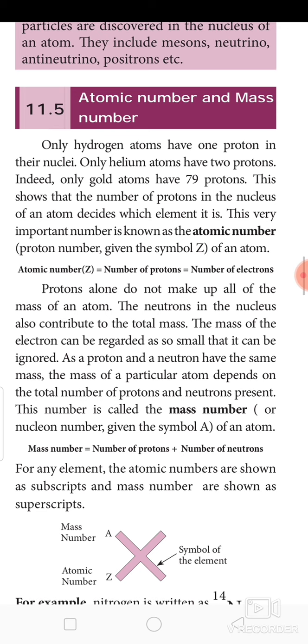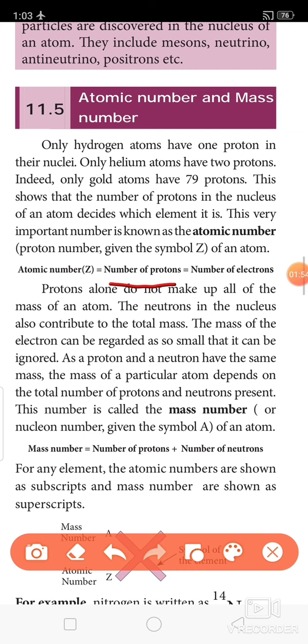So, what do these things explain? This shows that the number of protons in the nucleus of an atom decides which element it is. It is not only number of proton, it is also number of electrons. So, it is a very important number known as atomic number. Atomic number is nothing but number of proton that is equal to number of electron. In an atom, number of proton must be equal to number of electron. If we say it is an atom means number of proton must be equal to number of electron.